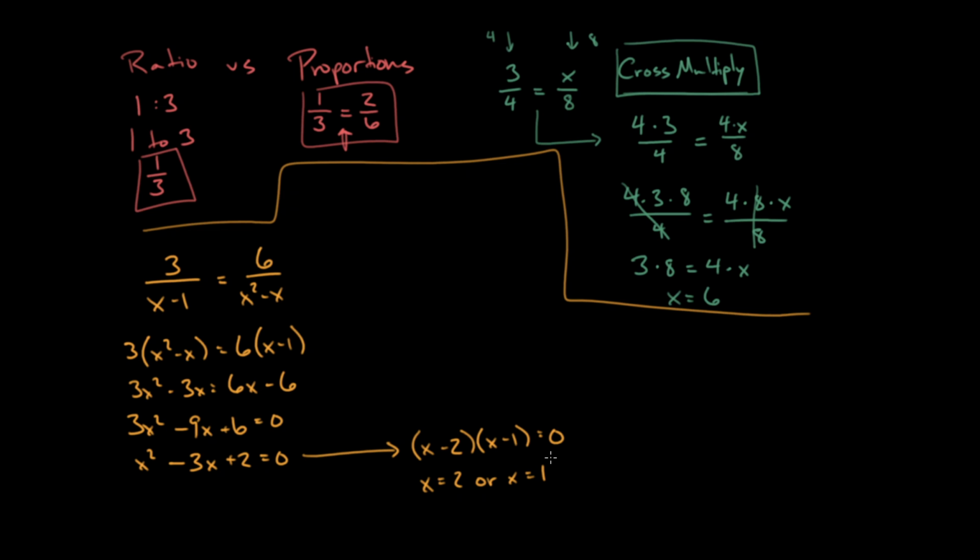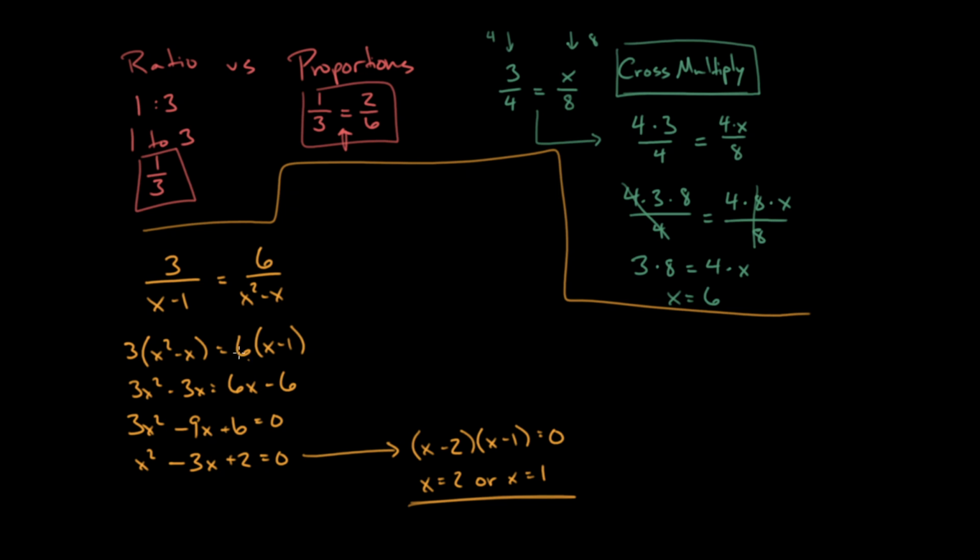Now here's what I really have to be careful of. And this won't show up every time, but only in these more complex problems. Do both of these satisfy the situation that I'm given? Because a lot of times whenever I'm setting up proportions, proportions mean something in context. So for example, if I'm setting up the ratios of lengths or the ratios of apples and bananas or whatever it may be, I need to plug these back in to see if they make sense.